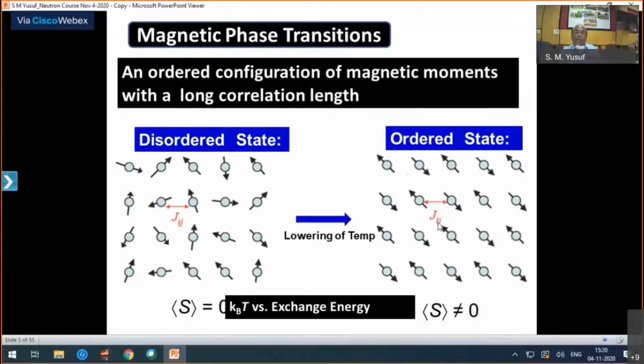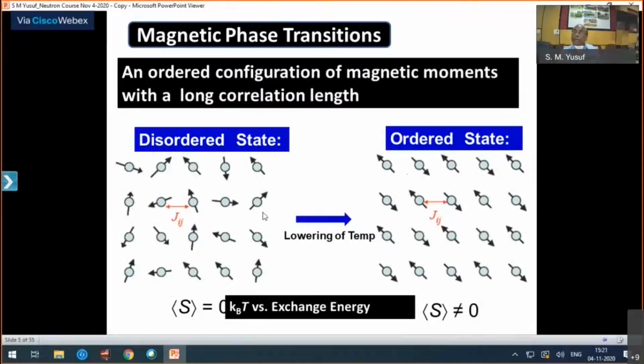If Jij is greater than kBT, then you get the ordered state. If Jij is less than kBT, then the disordered state is there. So at higher temperature, you invariably get the disordered, paramagnetic state, and as you lower the temperature, at a certain temperature, when these two energies, kBT and Jij, become equal, that is the temperature where the phase transition takes place from the disordered state to the ordered state, and we call it the magnetic phase transition. Below that temperature, Jij is effectively stronger, so you get the ordered state.